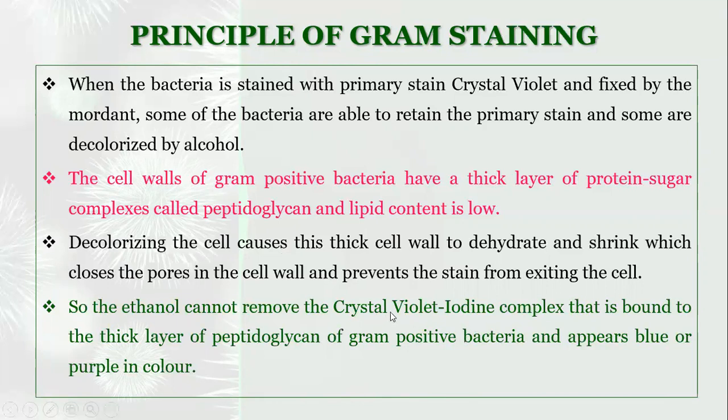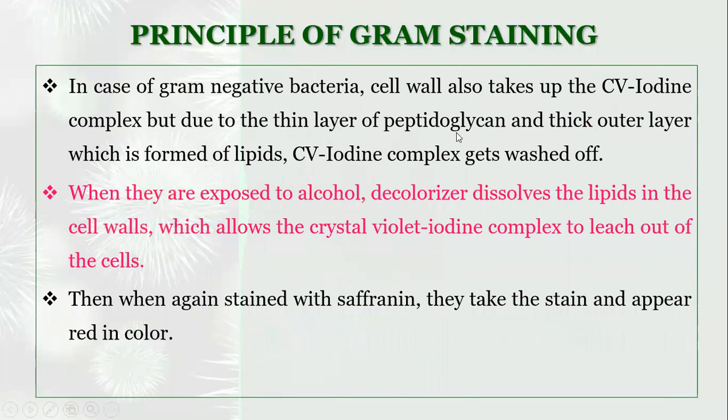Whereas gram-negative cells contain a thin layer of peptidoglycan and a thick layer of lipid. So the lipid content, once it has been dissolved, eliminates all the dye that has penetrated the cell wall. So the gram-negative bacteria lose the primary stain. Once it loses the primary stain, it is ready to take up the secondary stain, that is safranin. So the gram-negative bacteria appear red or pink in color. Gram-positive bacteria appear purple in color.